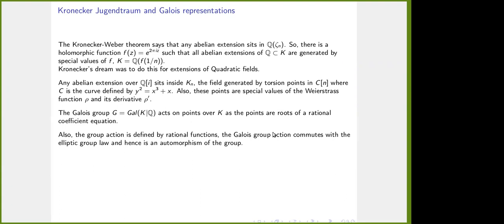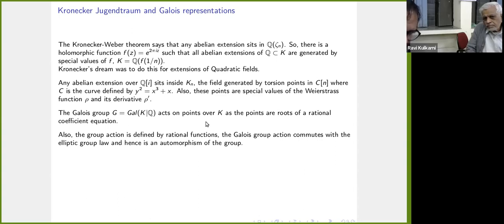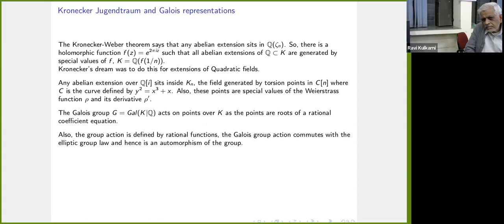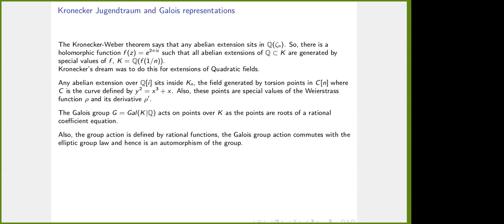So it takes the points defined over K to the points defined over K, and it respects the group law. Group action perhaps means group law, right? Yeah. So the Galois group acts on the points defined over K, on the elliptic curve defined over K. Yes, because the point is that the group law basically is a rational function. So if two points are inside K, a rational function of those points will also be inside K.